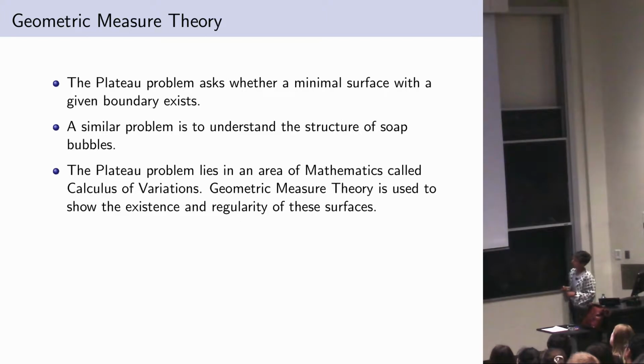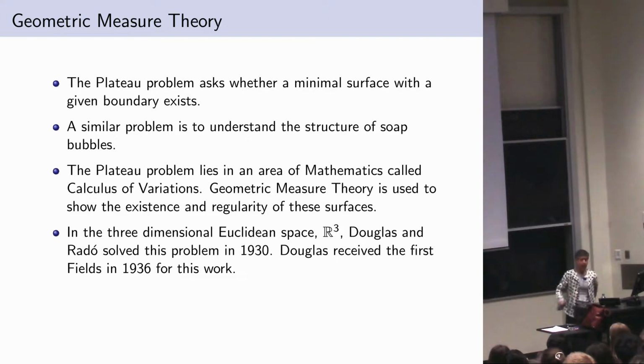So the Plateau problem lies in an area called calculus of variations. And geometric measure theory is the tool used to show existence. Because I can ask this question, does a surface exist such that blah, blah, blah, but how do I show that such a thing exists? Geometric measure theory gives you the context to show something like that. In three-dimensional Euclidean space, Douglas and Rado solved this problem in 1930, and in fact, Douglas got the first Fields Medal for the work in 1936.